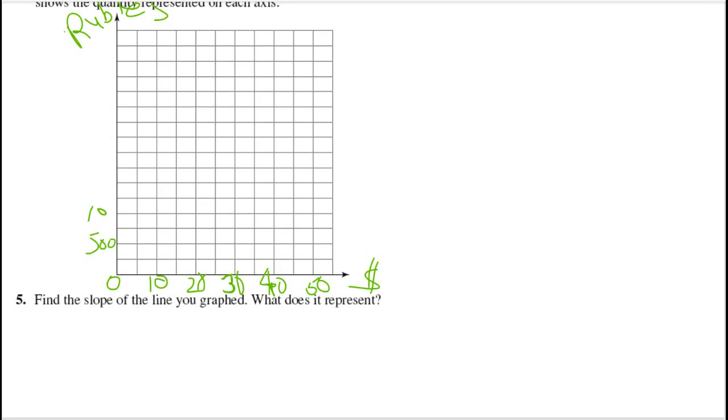750, 1,000, 1,250, 1,500, 1,500, 2,000, because I skipped 1,750. I skip 2,250 and I go to 2,500. Then skip 2,750 and I'm at 3,000. And then 3,500.